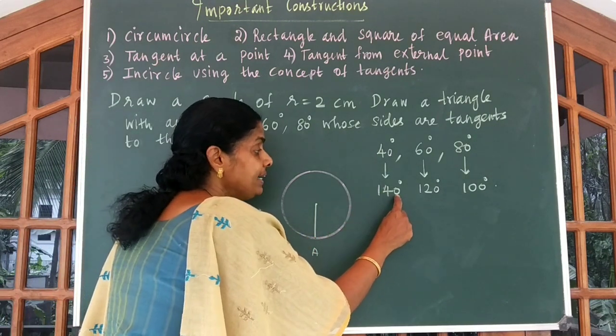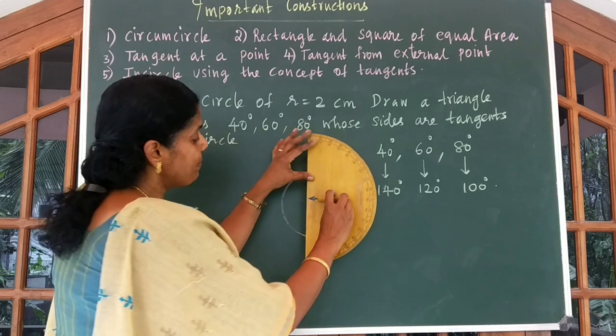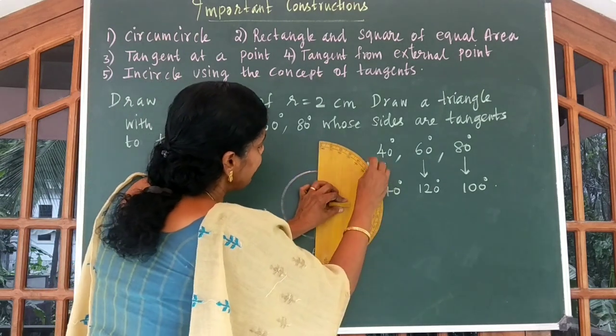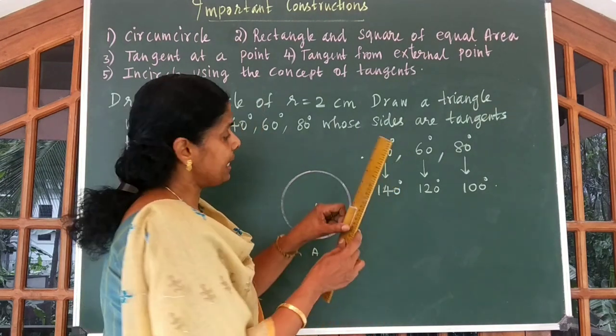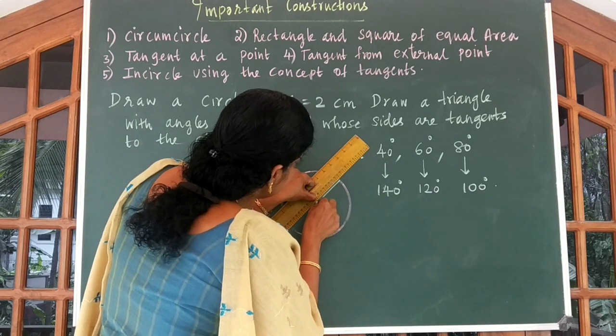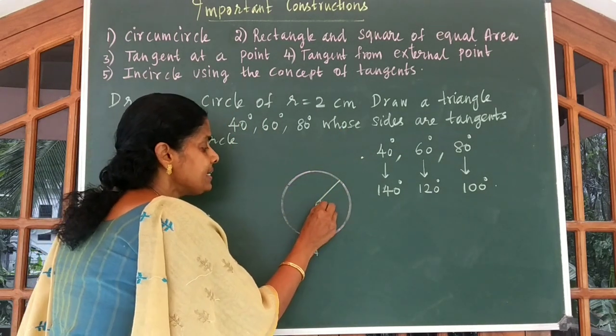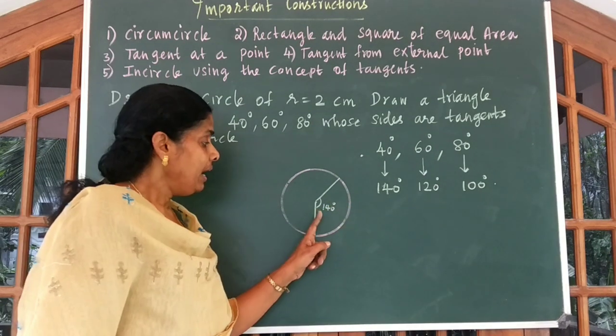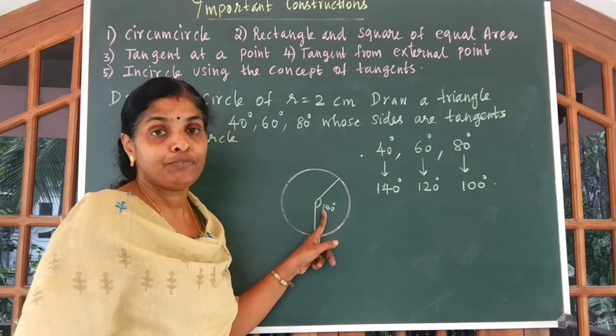Now 140 degree. Keep your protractor on this radius. So 140 degree is here. Use your scale and join this. So you got 140 degree. The central angle here is equal to 140 degree. I have measured 140 degree.